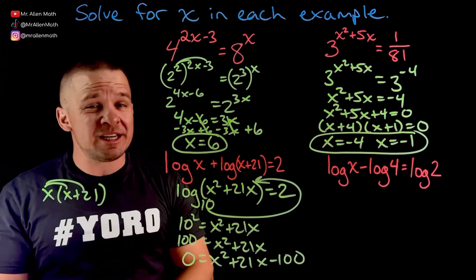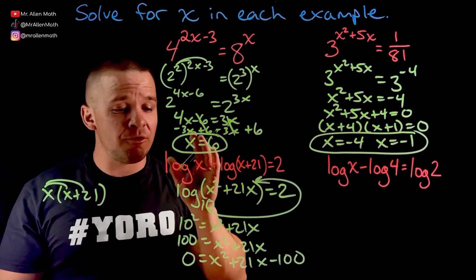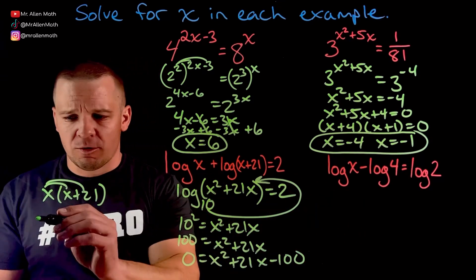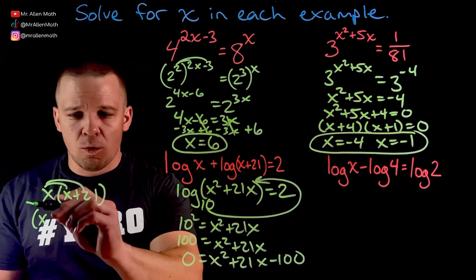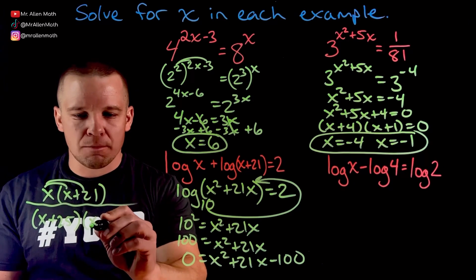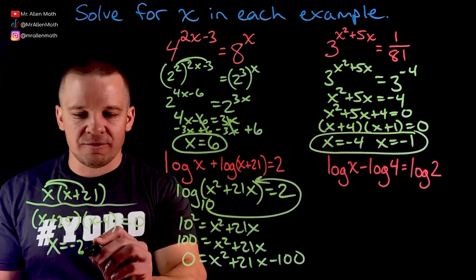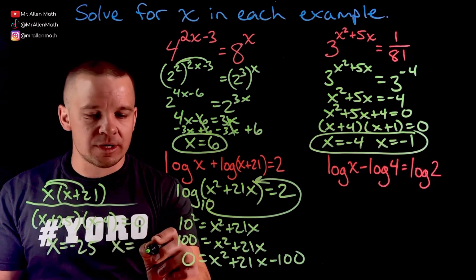So what multiplies to negative 100 and adds to 21? That's going to be 25 and negative 4. So we got x plus 25, x minus 4, that equals 0. So I'll get x equals negative 25 and x equals positive 4.